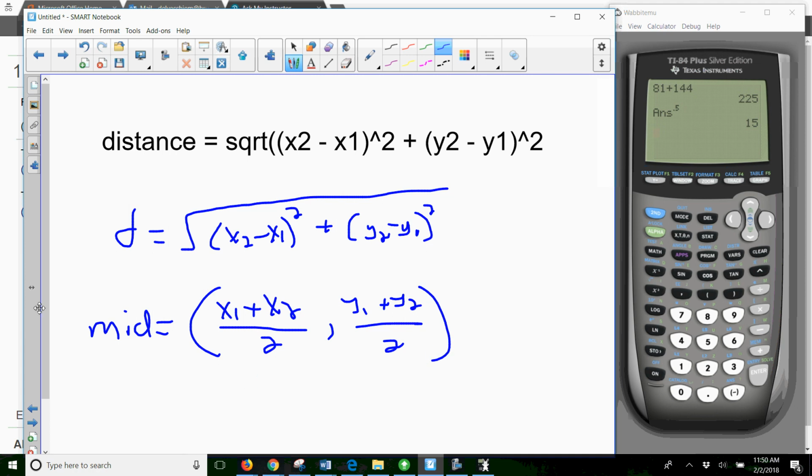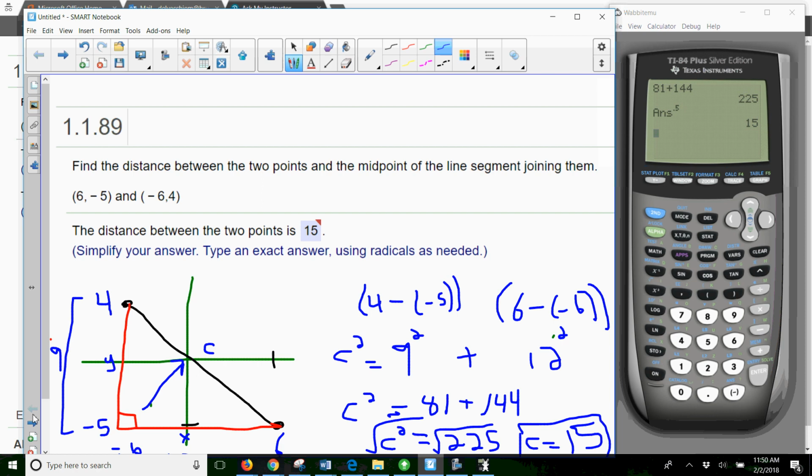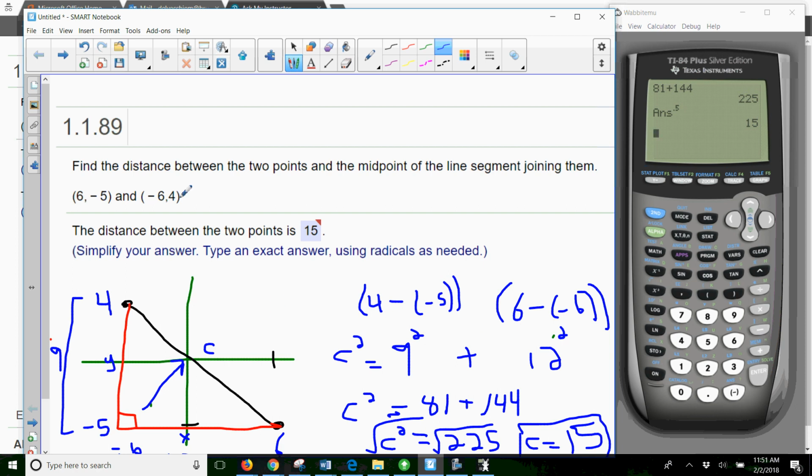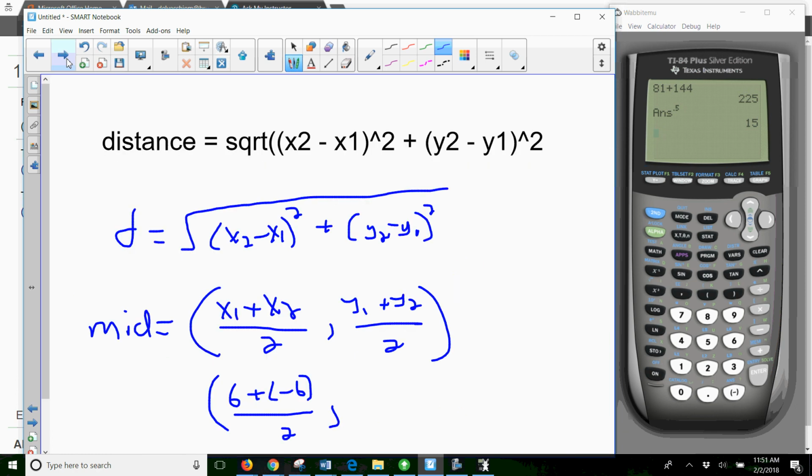So here we had our x values to be 6 and negative 6. I think we can see that that is going to be a 0, but let's just see. So we have 6 plus negative 6 over 2. Okay. And our y values, let's go back and take a look. That's going to be negative 5 and 4. So negative 5 plus 4 over 2.